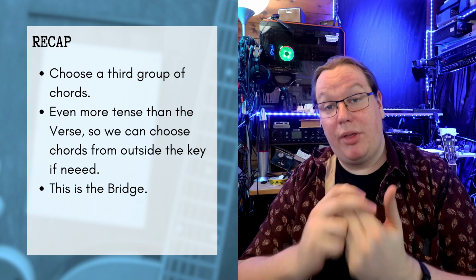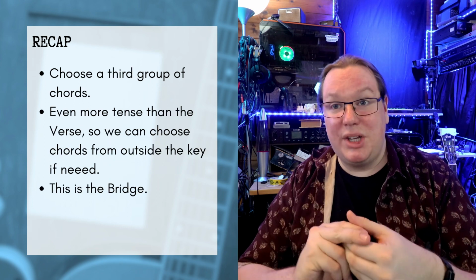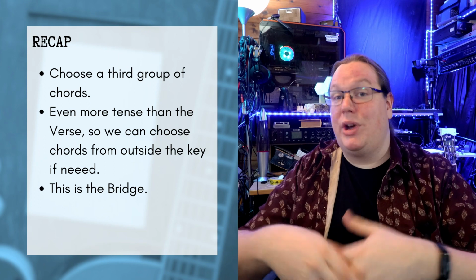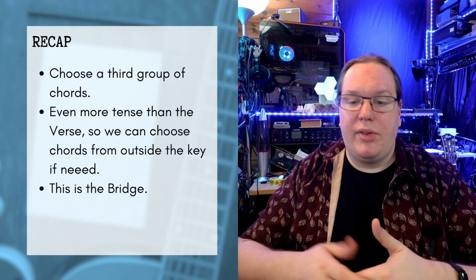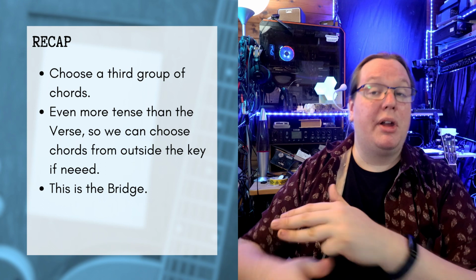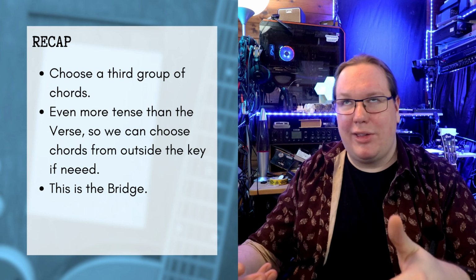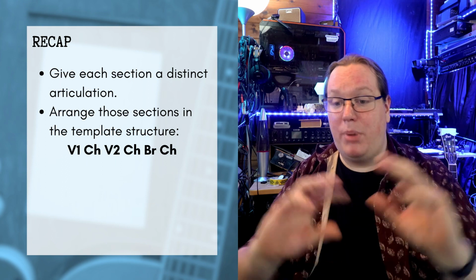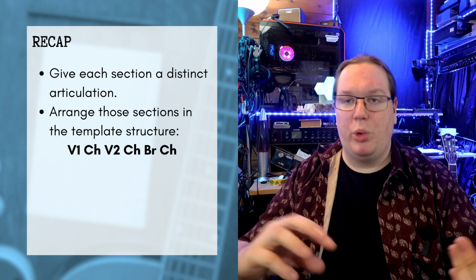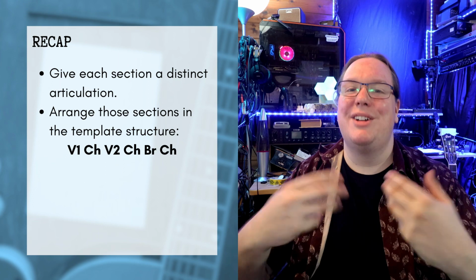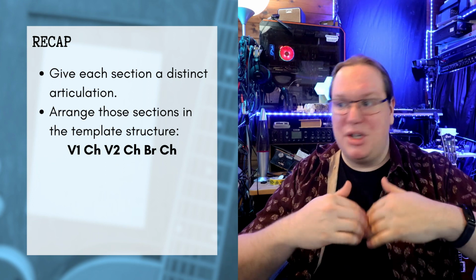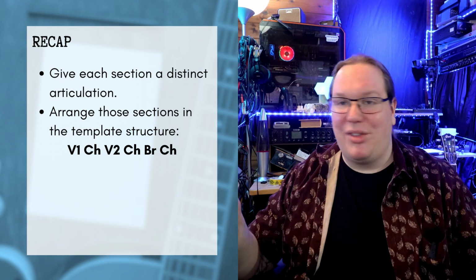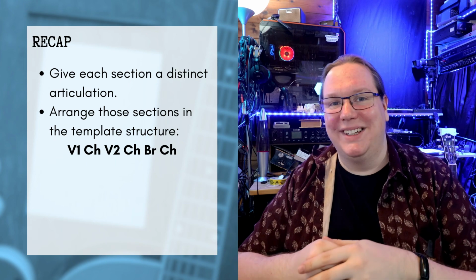Step 3 was to choose a third set of chords to be our bridge, and we needed an even greater degree of tension than the verse, so we had a bit of freedom to go outside the key signature slightly to find those chords. And step 4 was to put those different sections in the verse, chorus, bridge, chorus structure, and that's the song. We did it. We made a song. Look at that.